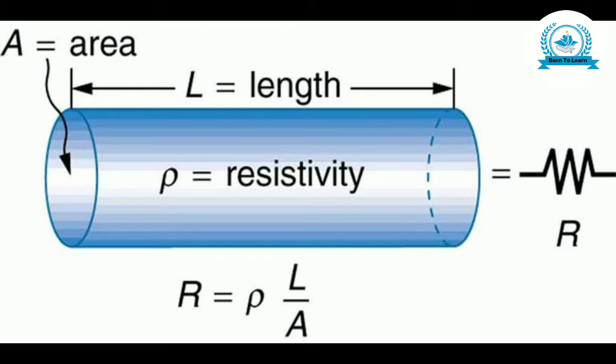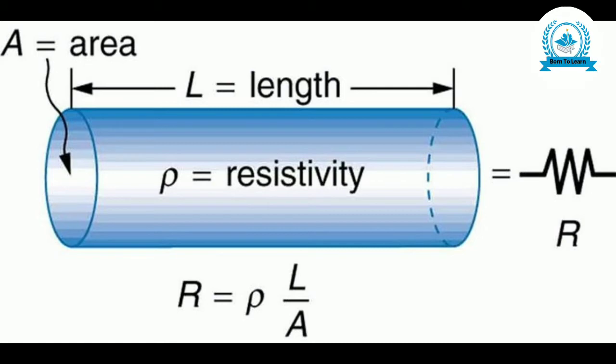If we rearrange equation 3, we can write it as resistivity rho equal to R into A by L, where R equal to resistance of the conductor, A equal to area of cross section of the conductor, and L equal to length of the conductor. This formula for calculating the resistivity of the material of a conductor should be memorized because it will be used to solve numerical problems.